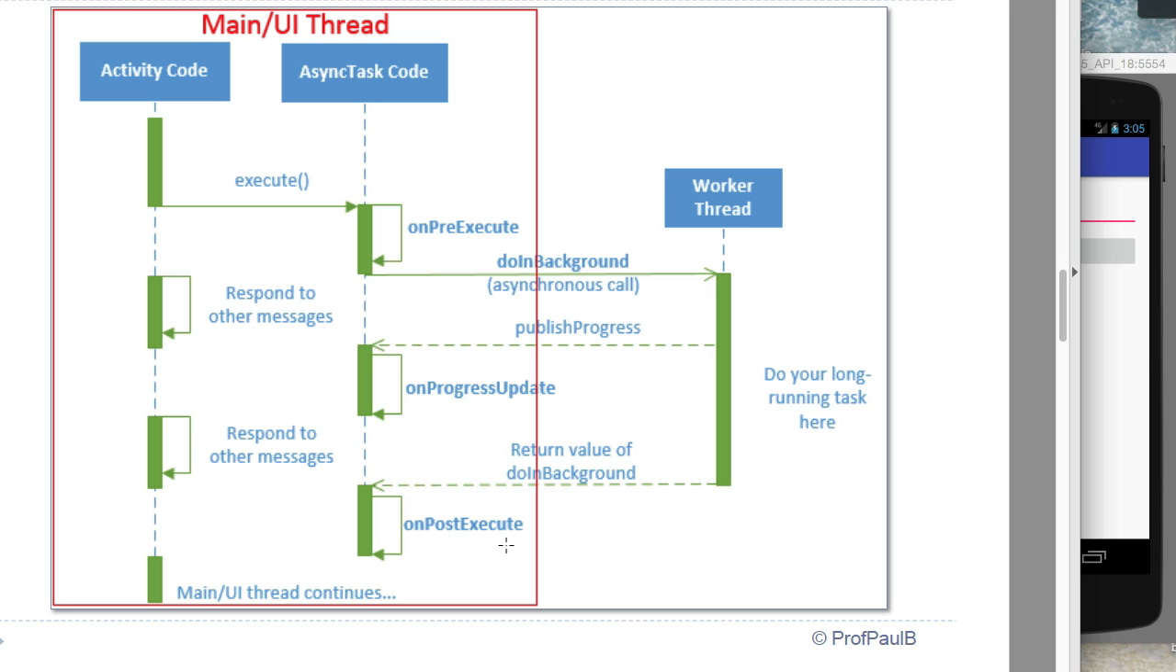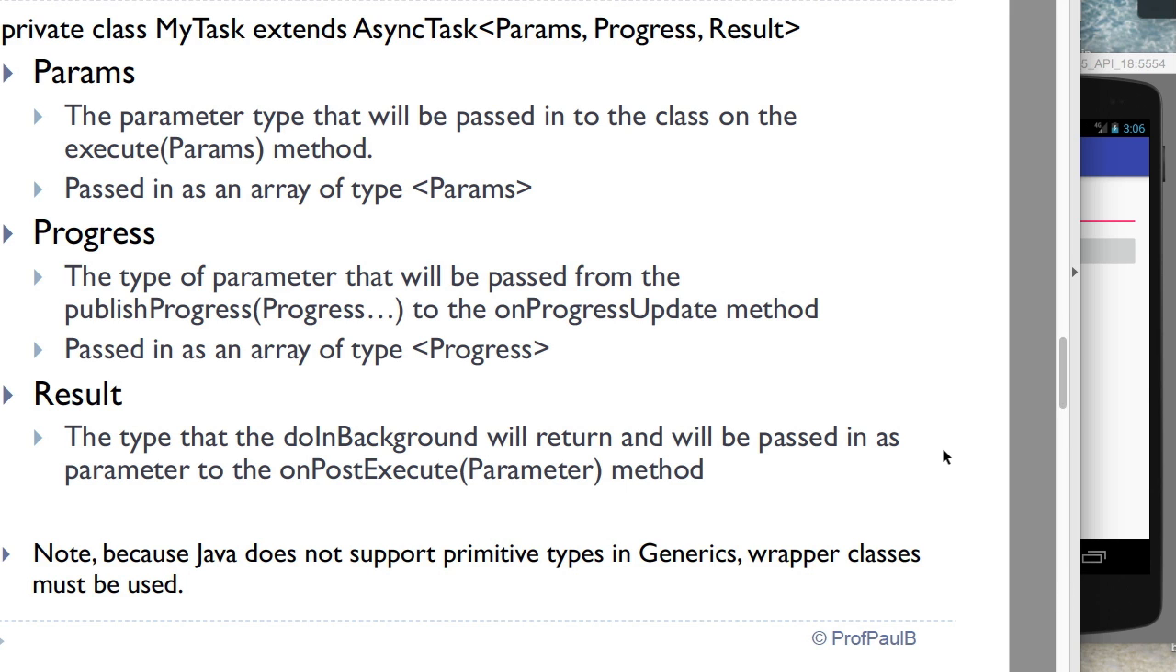So again, we can access the UI from the onPostExecute. So that's basically in a nutshell how the async task works. These methods are really great because you can do some initialization, and even while you're doing your long running task, you can publish some progress, and at the end you also have somewhere where you can add code to do some finalization.